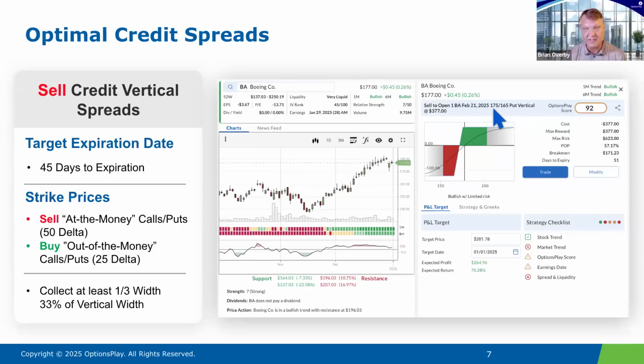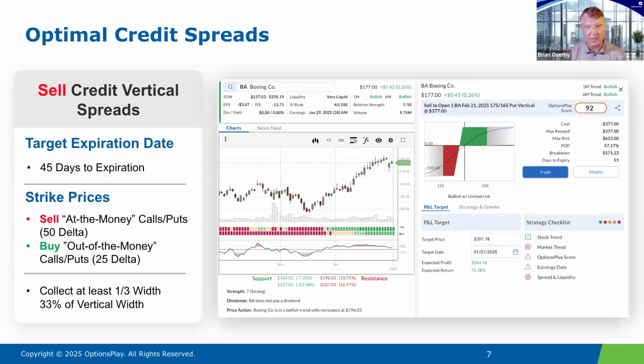The trade is to sell the 175 strike put, go down 10 points, and buy the 165 strike put. So this means that you are buying the right to put stock to somebody at 165. That's your protection. That's your hedge. You are taking on the obligation to buy the stock at 175.